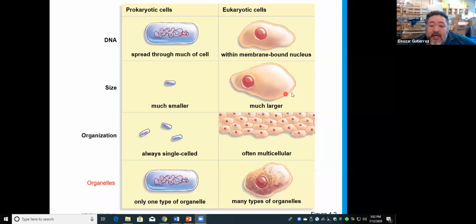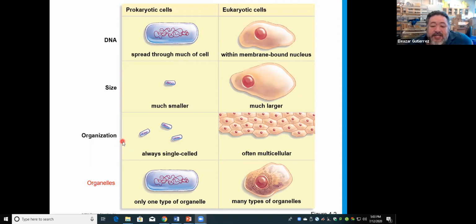Size. Eukaryotic cells, by definition, are very complex, so they're very, very large. Bacteria and archaea are incredibly small. They're hard to see even under a microscope. When we deal with bacteria in microbiology, we have to look at them at 10,000 or 2,000 times magnification, and even then, it's hard to see them very well. These are very, very small because they're so simple. So size: prokaryotic small and simple, eukaryotic big and complex.